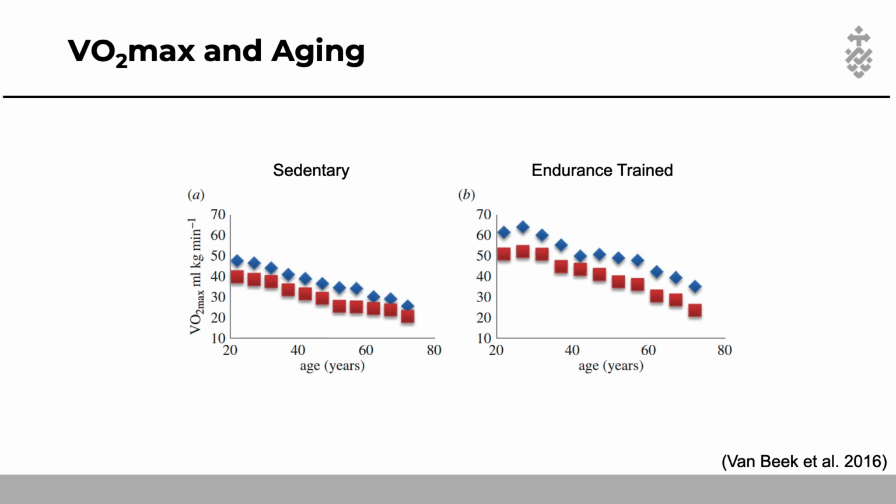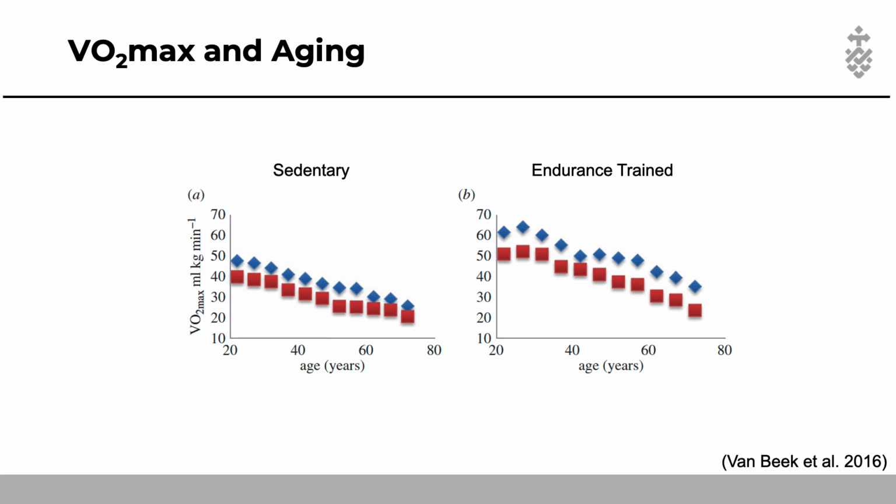Now, for the endurance-trained people, this is looking at a group of Ironman athletes. We still see that decline in VO2 max. The decline still occurs with age, but it's only after a peak in around the late 20s. So see that shape of the curve for the endurance-trained participants actually peaks first and then declines with age. So overall, the endurance-trained athletes have a greater capacity to process more oxygen at all ages. And we know that training enhances VO2 max.